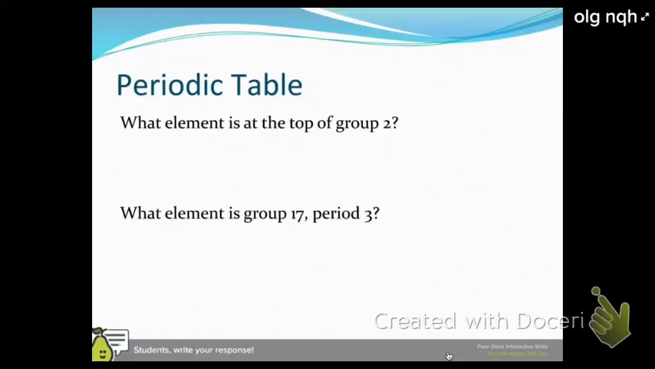Okay? So the first thing we need to review with the periodic table is that groups go which way? Up and down or left to right? They go up and down. Groups go up and down. Okay? And something that you need to know is that the groups are labeled 1 through 18. And I think on your periodic table they might even be labeled for you. Is that right? They are.